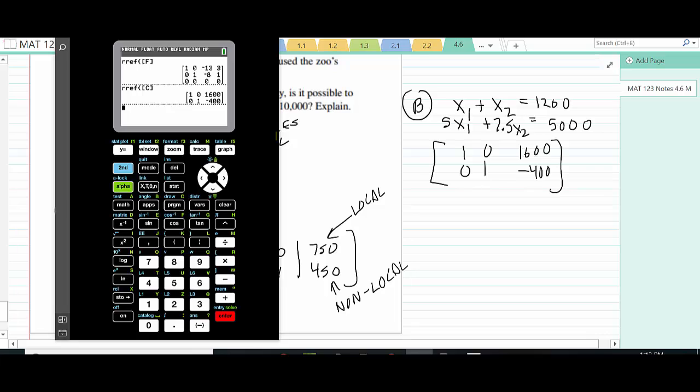Is that possible? How come it's not possible? I mean, that does have a solution. That system of equations has a solution. What makes this not have a solution? That negative number, exactly. That's nonsense. Because what this is saying is x2 is negative 400, and that was non-local cars, right? That doesn't make any sense. You can't have negative cars. So in the context of this problem, it makes no sense. So this would not be possible.